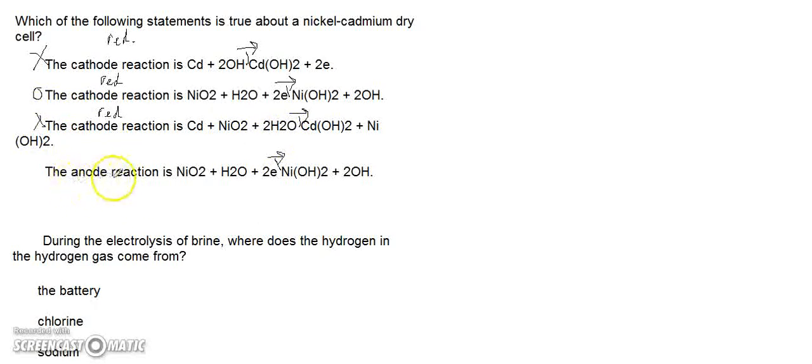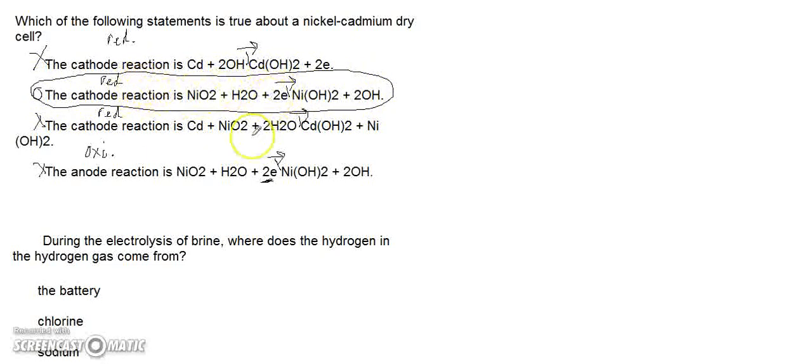Then I'll check the last one, the anode reaction. This should be an oxidation reaction because it's at the anode. And I see here the electrons are on the reactant side. So I know that's not correct, because if they're on the reactant side, then something is getting reduced in charge, and it would be a reduction reaction. So it's not this. So B, the second one, is indeed the answer, because the cathode reaction is this. It's the only one that has electrons on the reactant side.